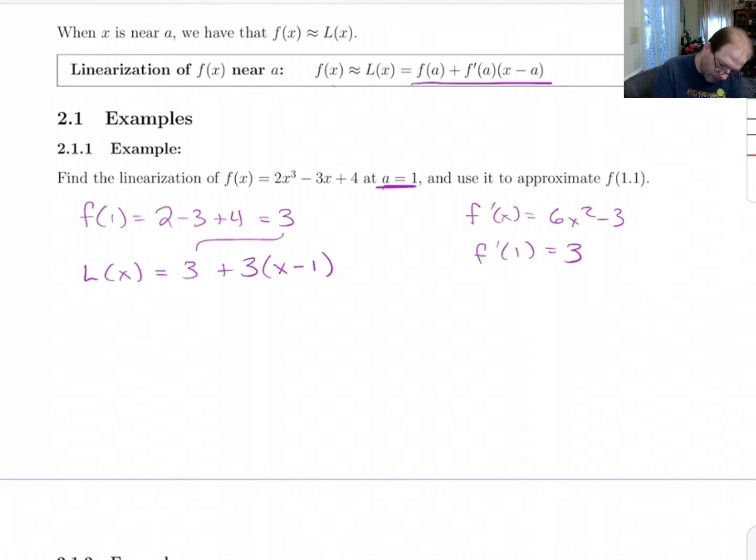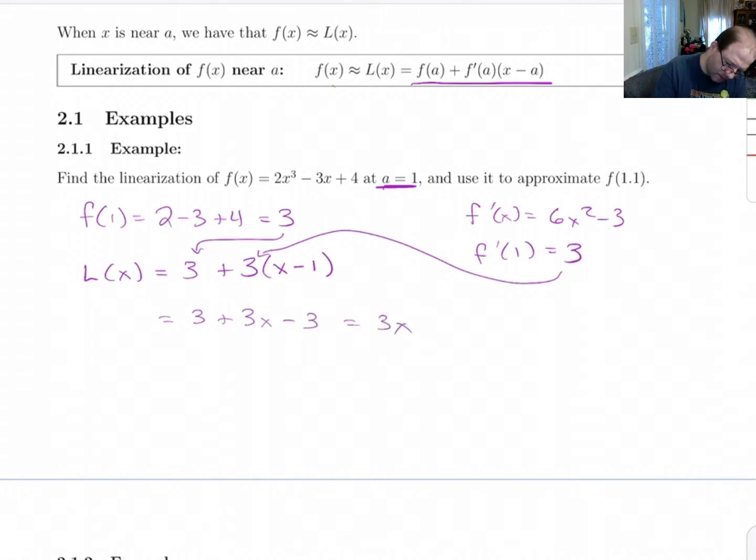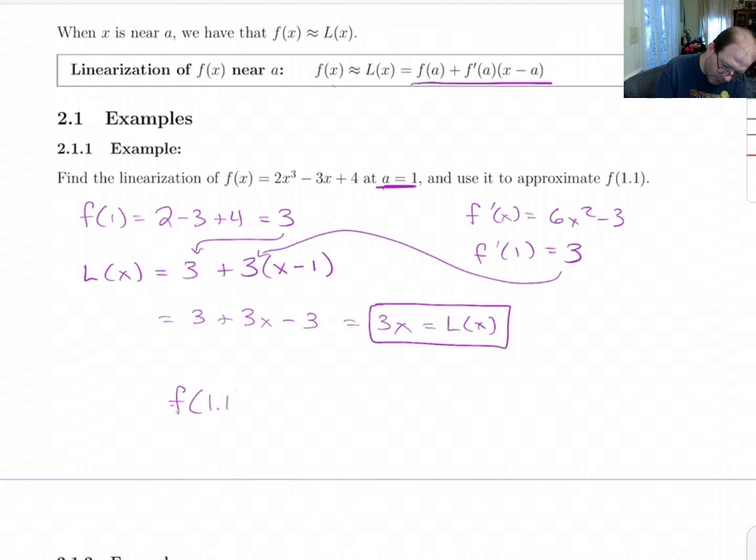So let's see. I'm going to draw some arrows here just to show where this stuff's coming from. So we get linearization is 3 plus 3x minus 3. So I just get 3x. So that's my linearization. And it said approximate f of 1.1. So f of 1.1 is approximately equal to L of 1.1, which is just 3 times 1.1, which is 3.3.